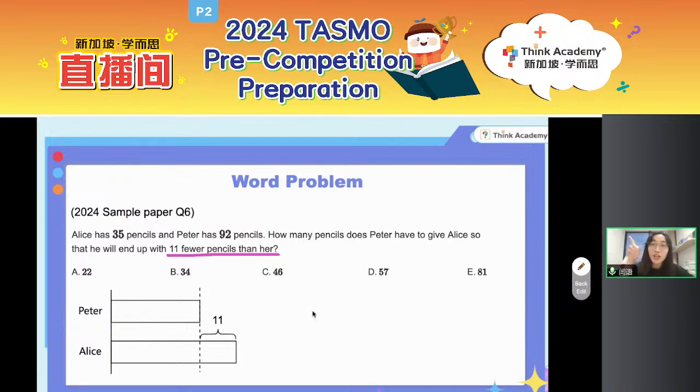Okay, usually we just use the dotted line to label the difference. Okay, 11 is the difference. And then altogether, what is the sum? Think about it. Yeah, what is the sum? How can we figure out the sum?